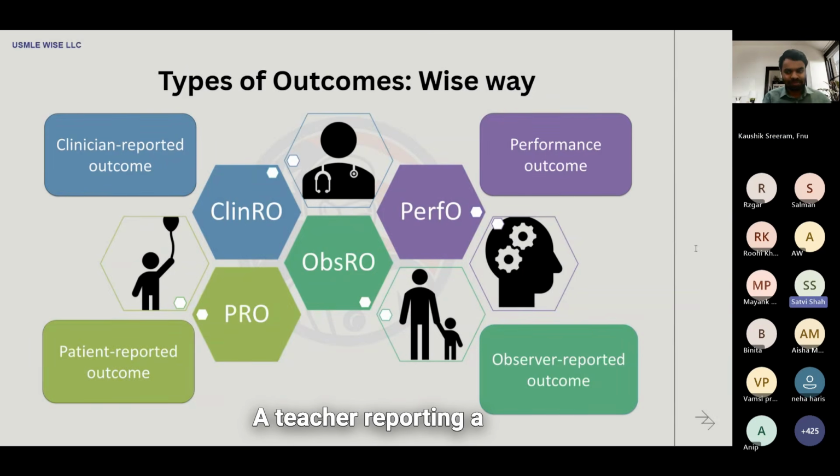A teacher reporting a child with ADHD symptoms. Yeah, that is your observer reported outcome. Great. Or maybe patients who are vocally impaired. Dementia, maybe. Yes, okay, so dementia and Alzheimer's. What I would recommend, if you can type in the chat, that would be great, right? Yes, great ideas. So you guys are coming up with amazing outcome measures, right?